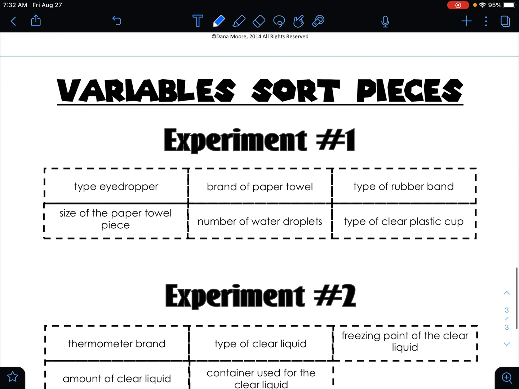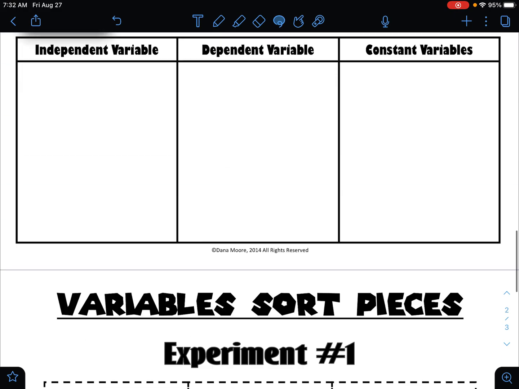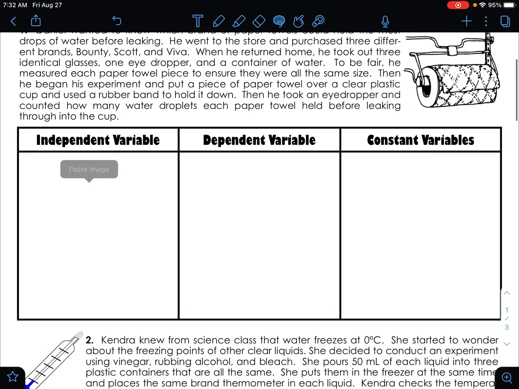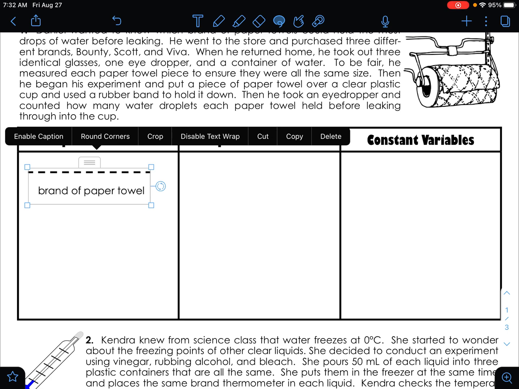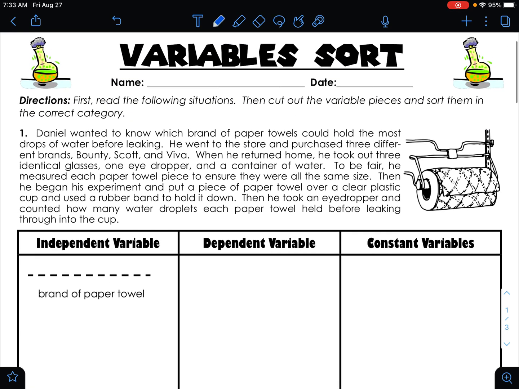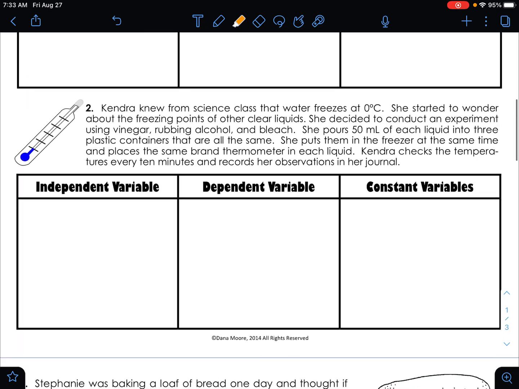So what is it that Daniel purposely changed? Purposely changed. So we're going to cut that. He purposely changed the brand of paper towels. He has up here, we can verify that we have Bounty, Scott, and Viva. So our independent variable are going to be the 3 different brands of paper towel. All right, so now let's take a look at what is measured.